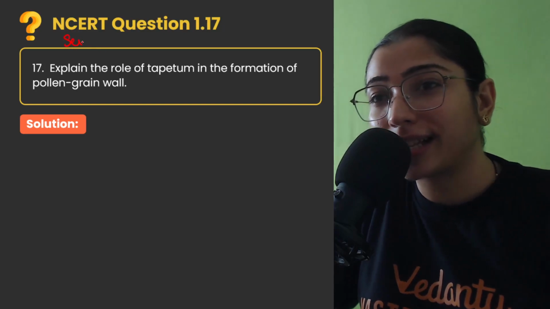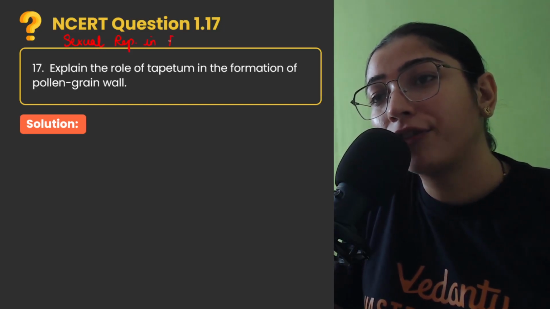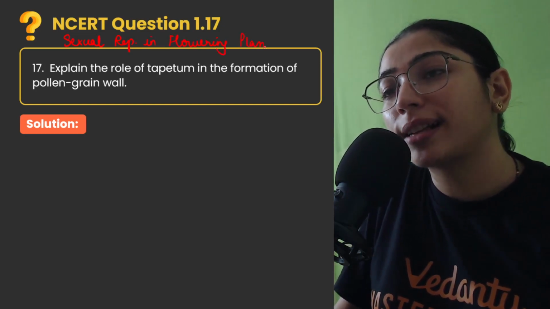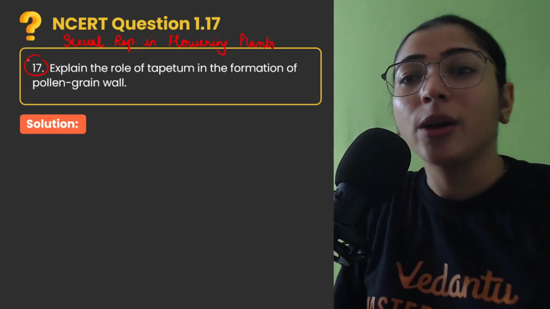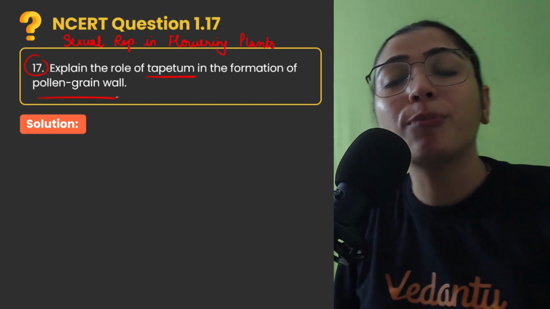And today we are discussing a chapter, sexual reproduction in flowering plants. That is the first chapter of your class 12th biology book, and we are discussing the question number 17 today, where it is asking explain the role of tapetum in the formation of pollen grain wall.